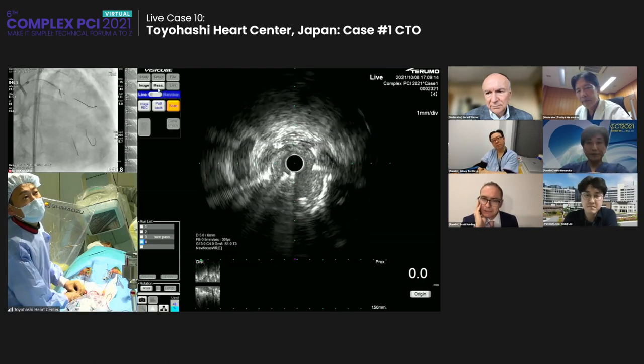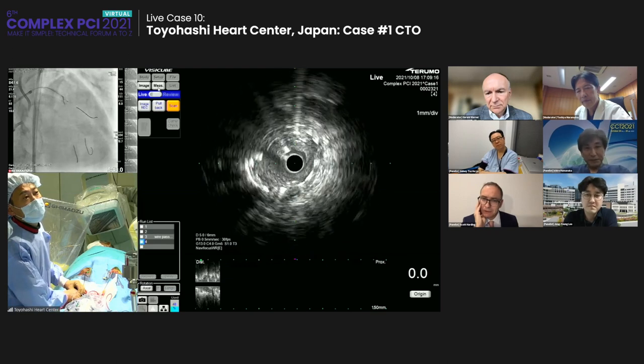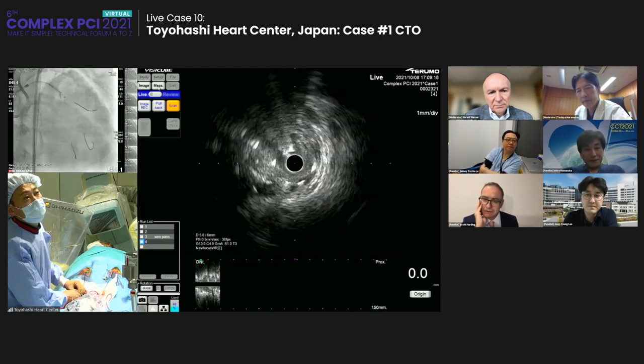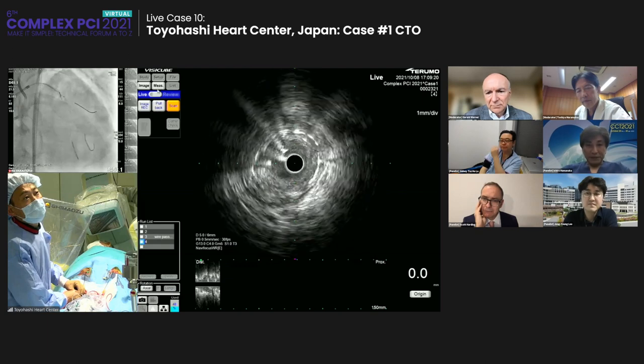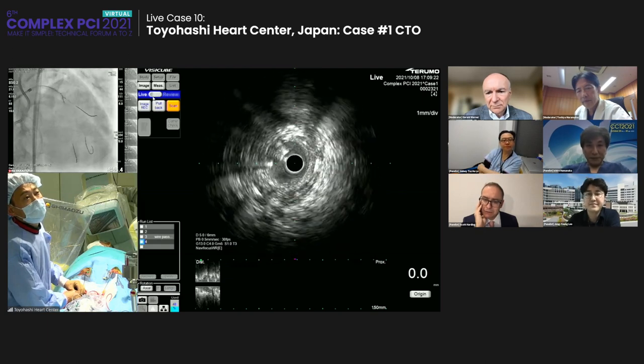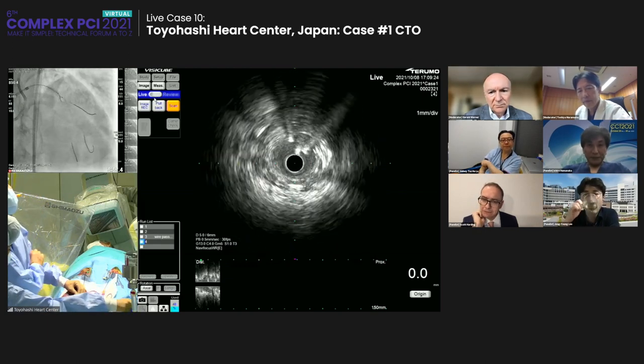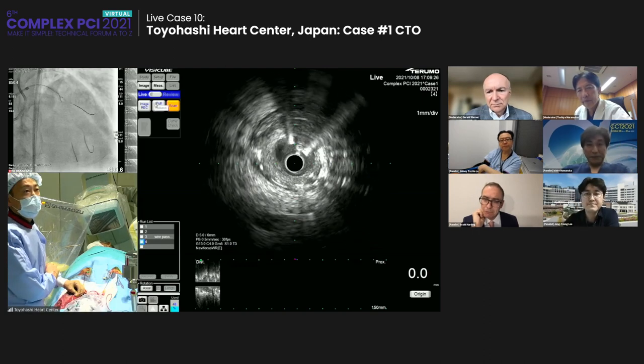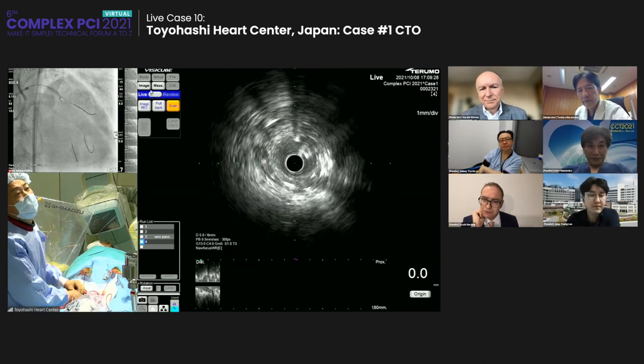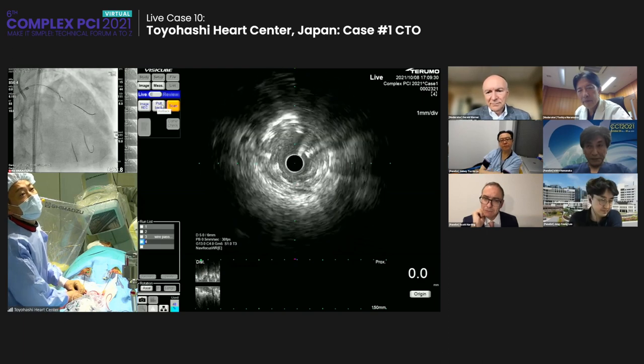I think if you do a mini crush here into the diagonal, or even a DK, that the recrossing may be quite complex. Whereas as long as you've dilated the LAD appropriately first and then do a culotte, it may make life simpler.